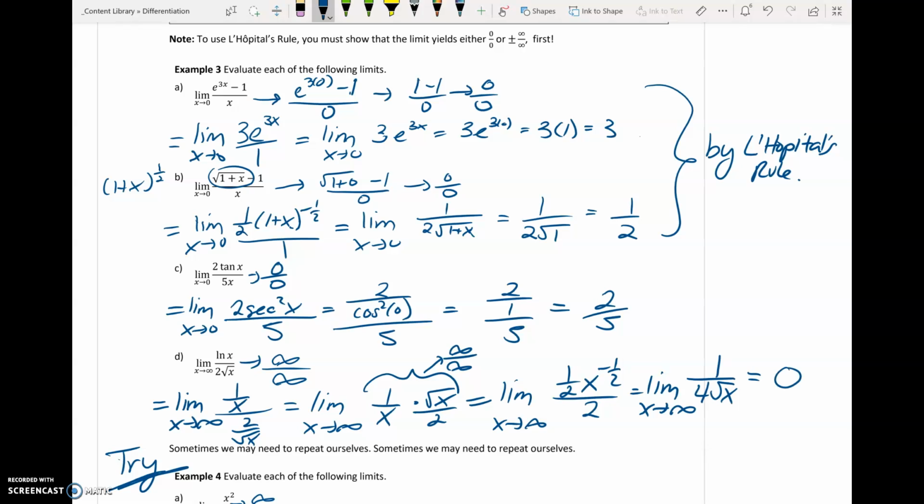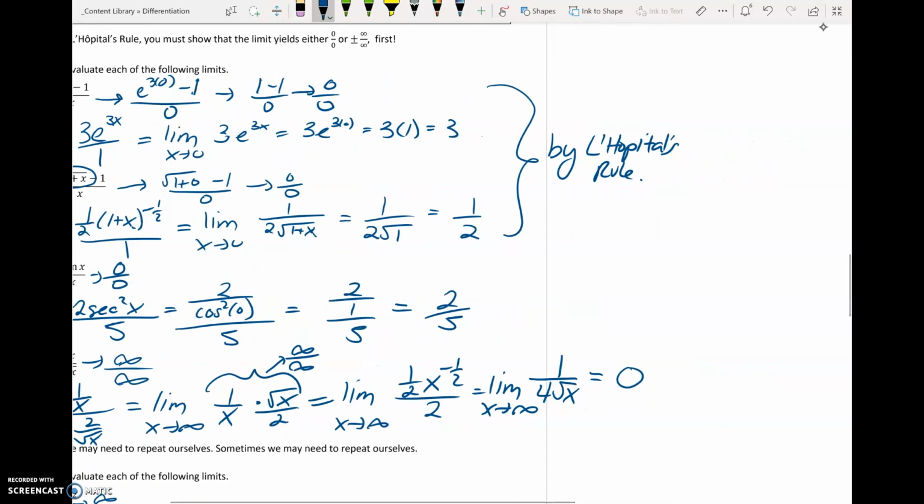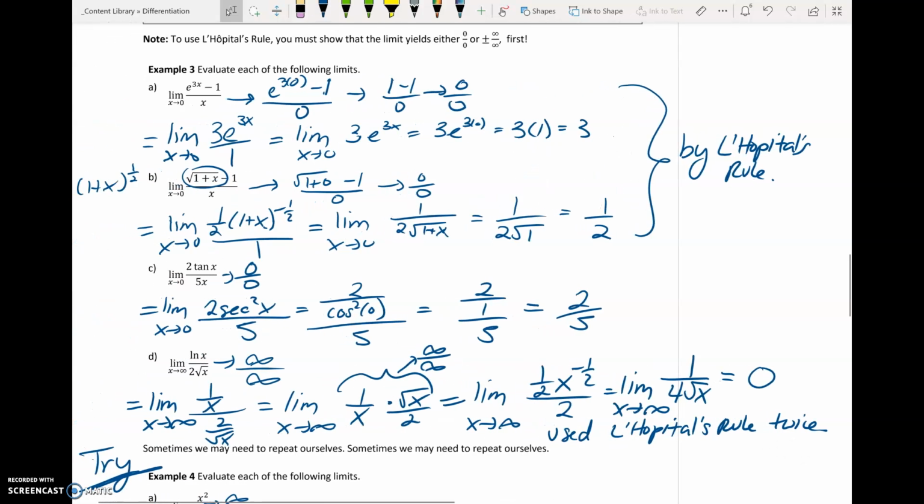Okay, so we use L'Hopital's rule twice here. I'm just going to write this on the side. So using the same sort of principles, I want you to try the next 2 questions in example 4, and then press play for the solution.